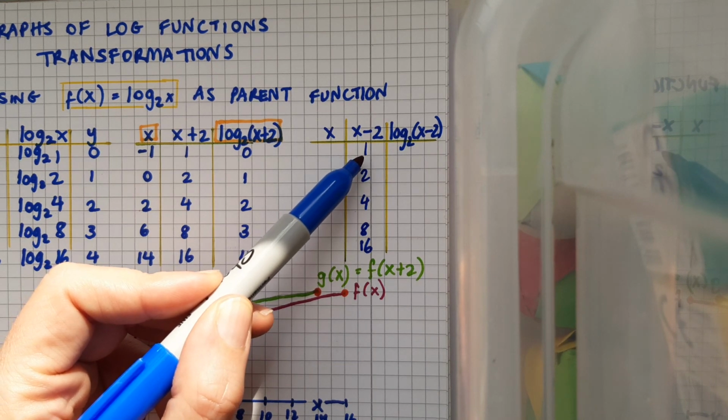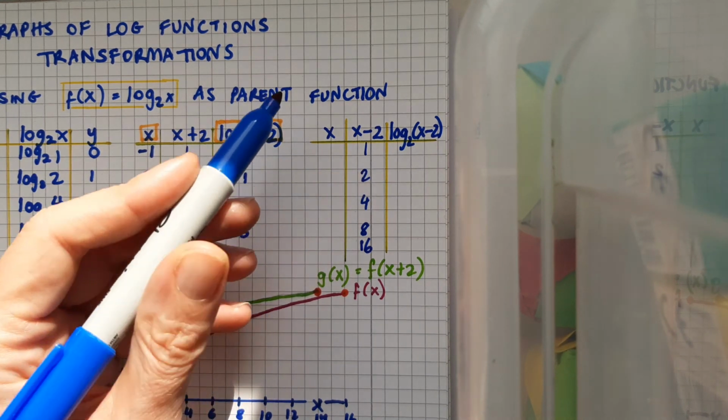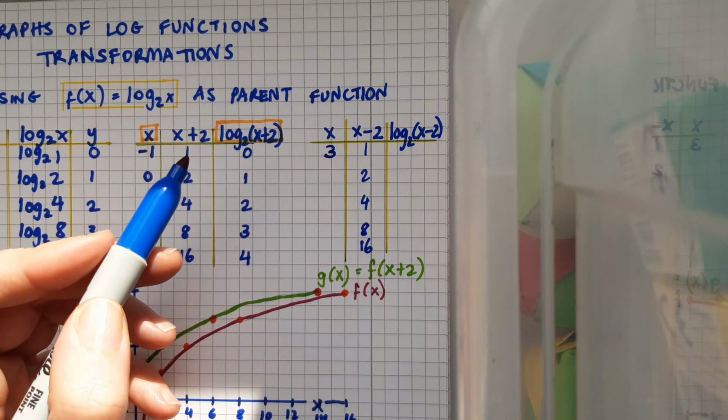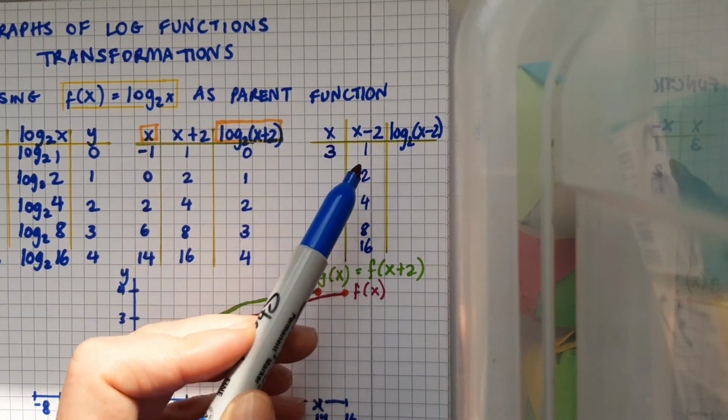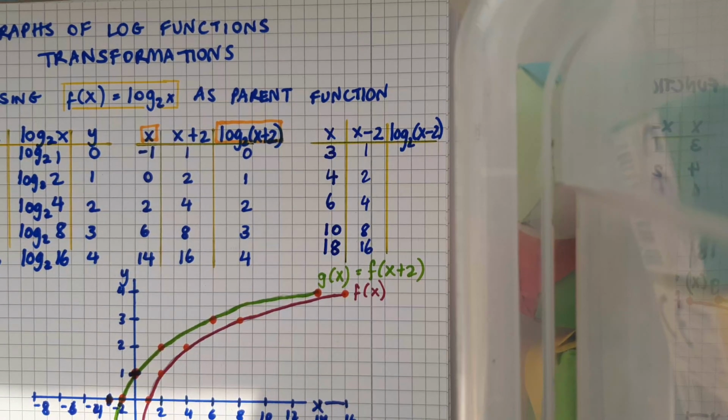And of course, now I need an x value that will bring me to this result. So if I take 2 off x, I end up at 1, so that should be 3. Let's just check. 3 minus 2 is 1, so that's fine. So now I have my x values, and of course my log to the base 2 of (x minus 2) values are actually fairly obvious from what's come before.